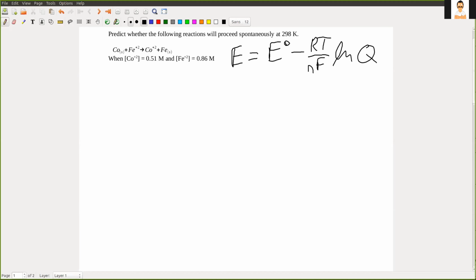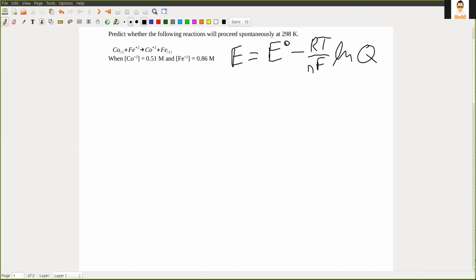You can use this formula for many different reasons to calculate many different things. But let's just use this specifically for this problem, and then I have another problem in another video. So we're going to predict whether the following reaction is spontaneous at 298 K.